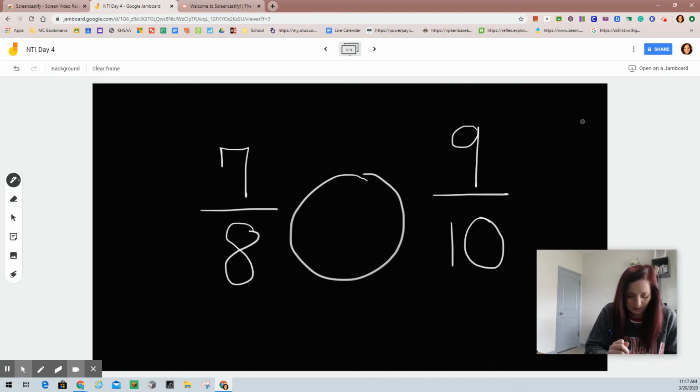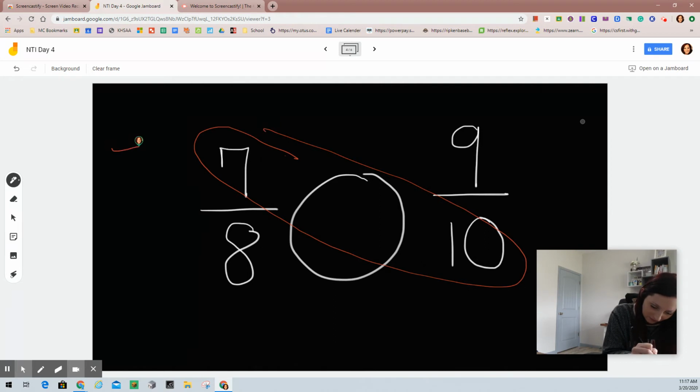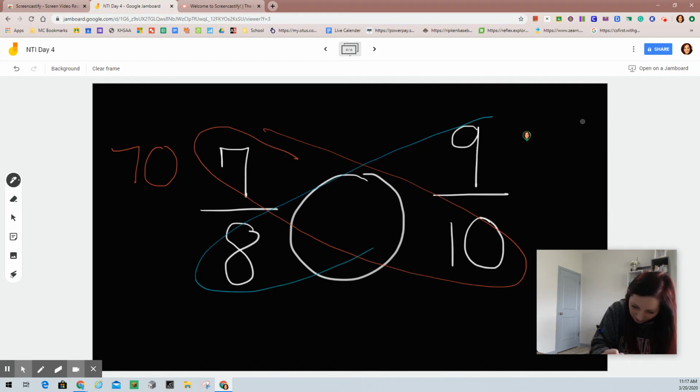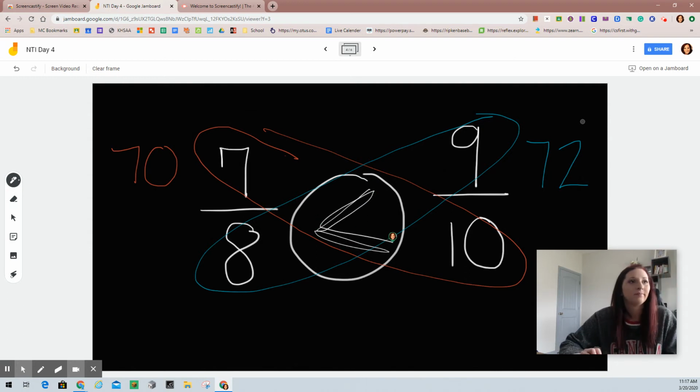All right, step 1, let's do this one in red. Top to bottom, left to right. 7 times 10 is 70. Next one I'll do in blue. 9 times 8 is 72. Therefore, I know that 7/8 is less than 9/10. All right, so that's a couple examples on cross multiplication. Keep practicing this at home.